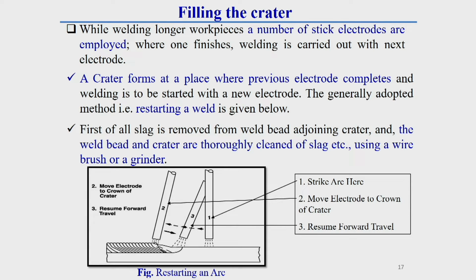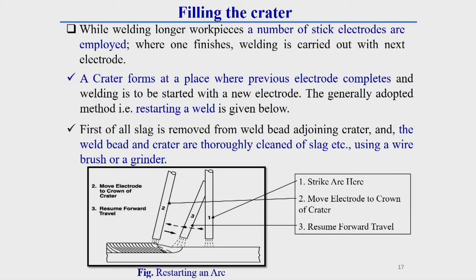Here a technique called restarting of the arc is used. By using this restarting of the arc, we can eliminate the crater effect in the case of a long run of the SMAW process. It is a very good technique. Restarting of the arc has some sequences that I will explain. Once you use that restarting sequence, you can eliminate the crater effect in long welding operations.